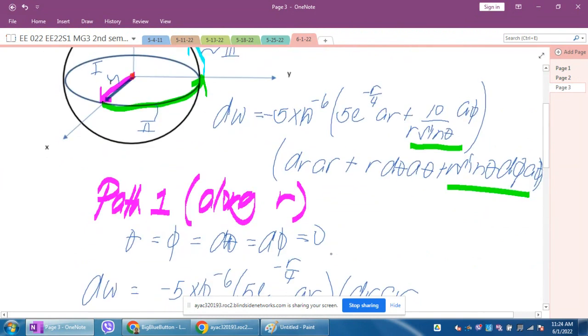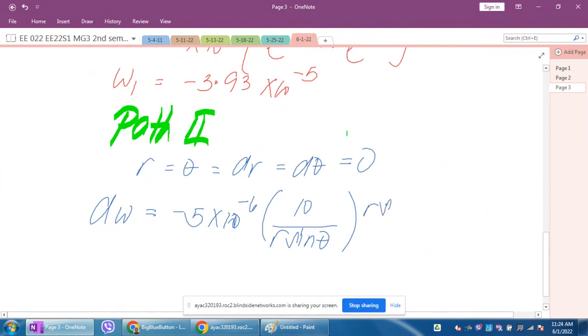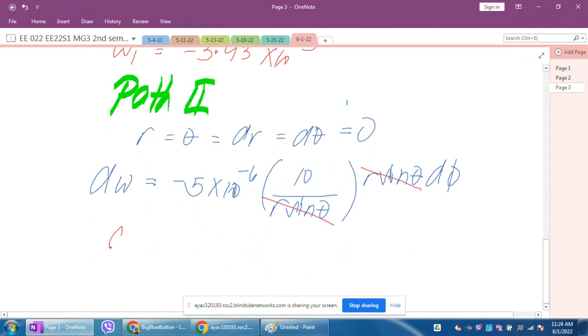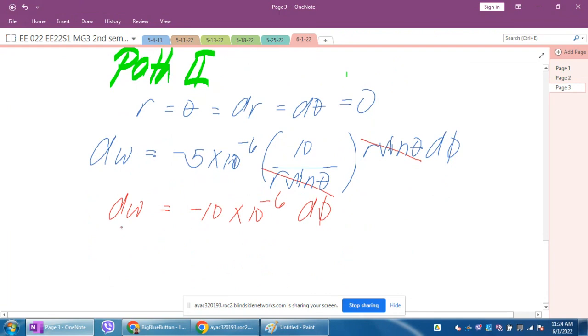Okay. So, yung AP, alisin ko na. DP na yung r sine theta. So, ito po yung matitira. Notice yung r sine theta pwede na rin mawala. So, we have dw is equal to negative 10 times 10 raised to negative 6 dp na lang po natin, tama? So, work number 2. Work 2 is equal to negative 10 times 10 raised to negative 6 integral of dp.